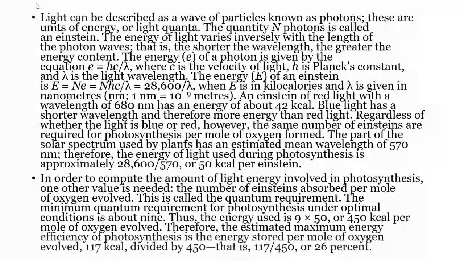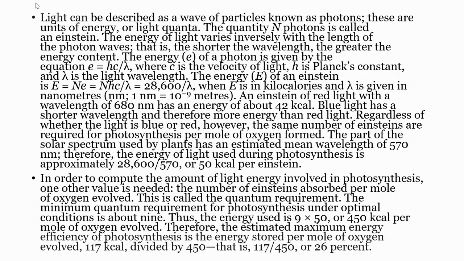The part of the solar spectrum used by plants has an estimated mean wavelength of 570 nanometer. Therefore, the energy of light used during photosynthesis is approximately 28,600 by 570 or 50 cal per Einstein. In order to compute the amount of light energy involved in the photosynthesis, one other value is needed. The number of Einsteins absorbed per mole of oxygen evolved. This is called quantum requirement.